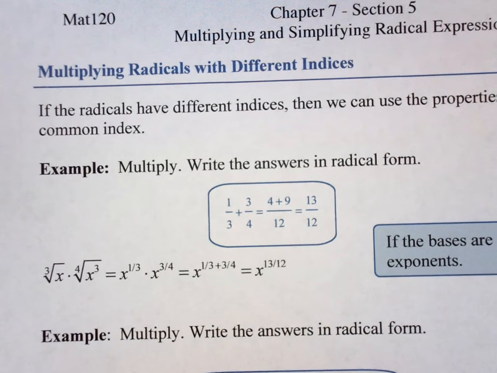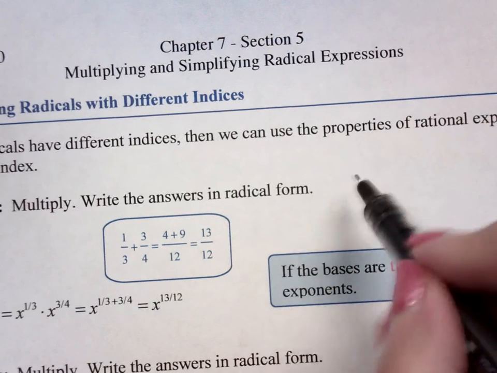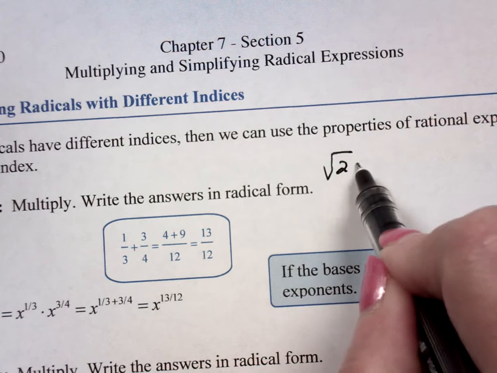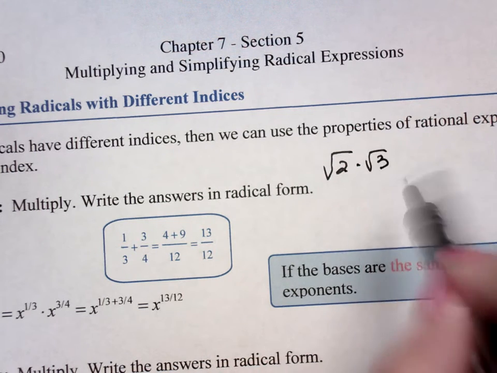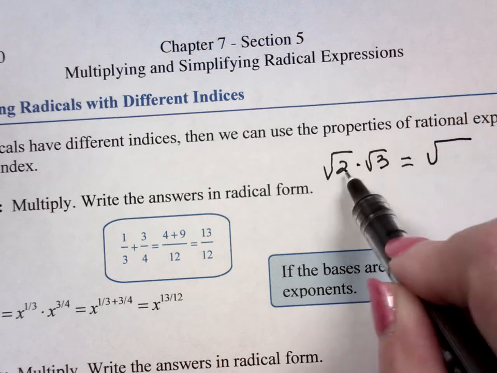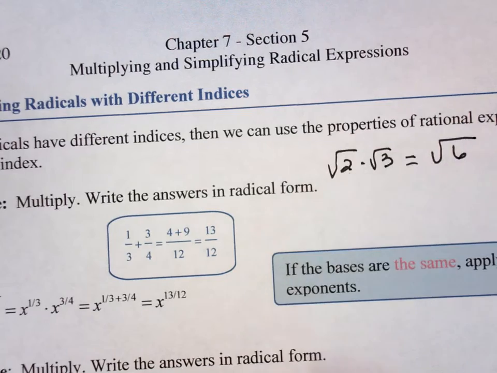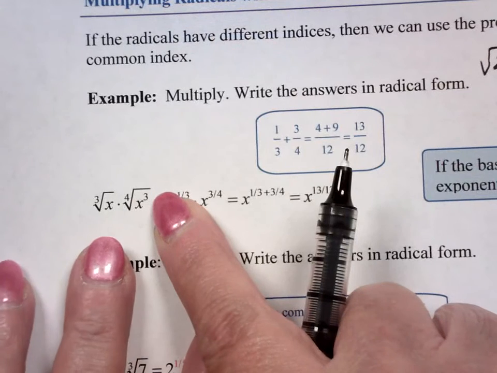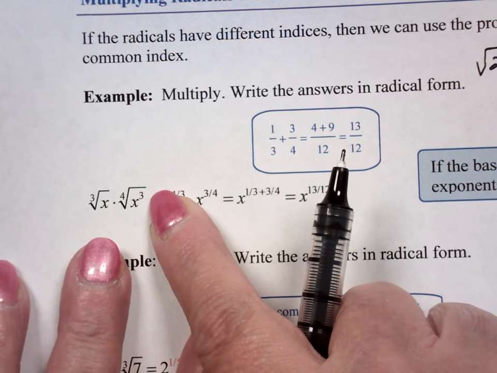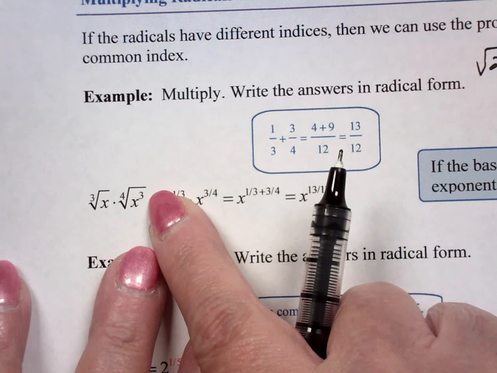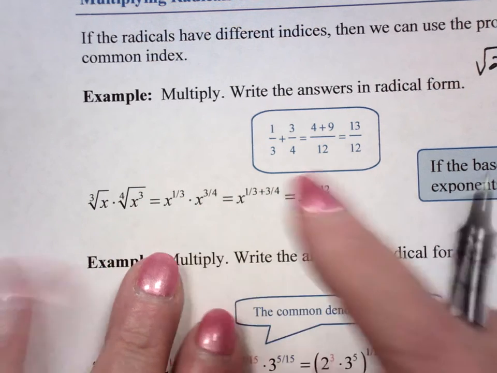You cannot directly multiply radicals that have a different index. Up until now, I could say the square root of 2 times the square root of 3, since they're both square roots, is the square root of 2 times 3, or 6. I can bring them under the same radical because the indices are the same. However, if I have a cube root and a fourth root, I can't bring them under the same radical directly. Indirectly, I can if they have the same index. Well, how would you do that?